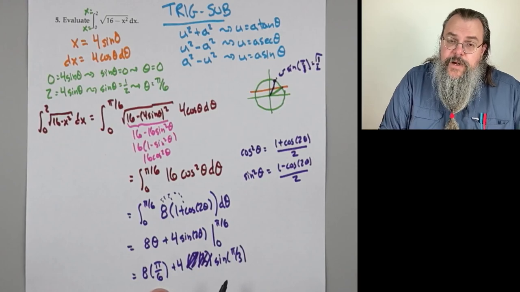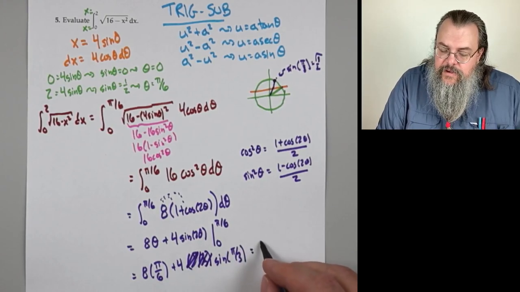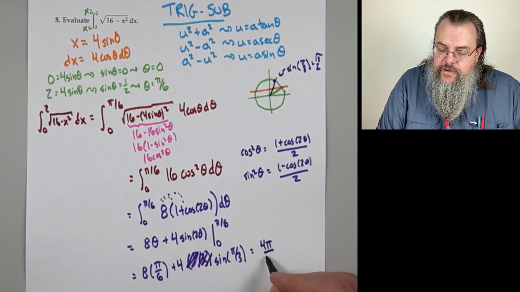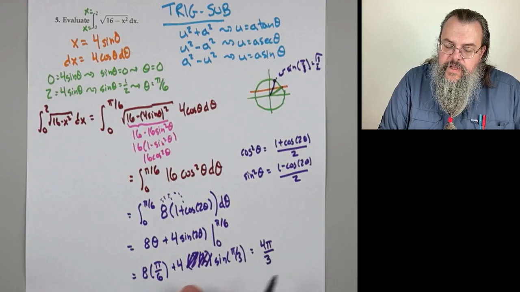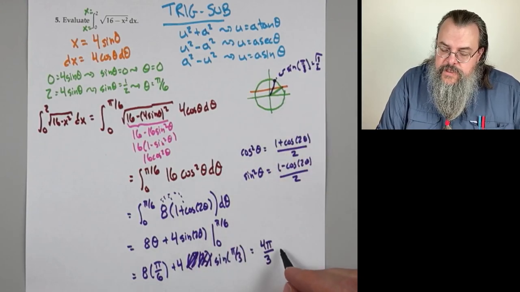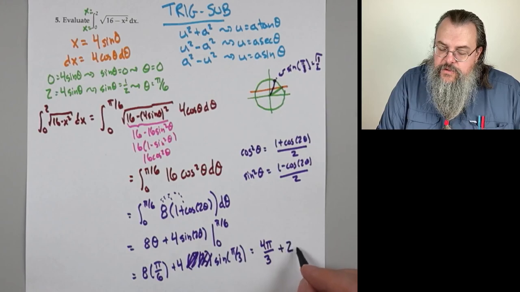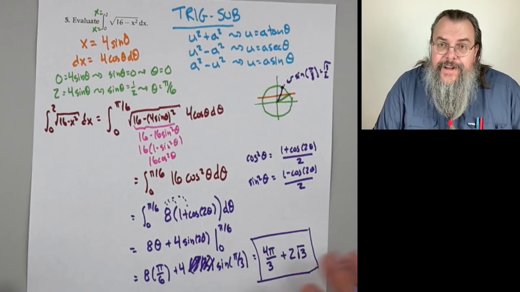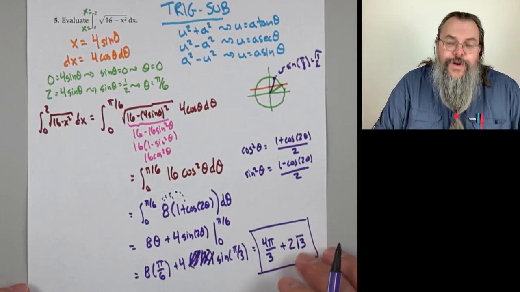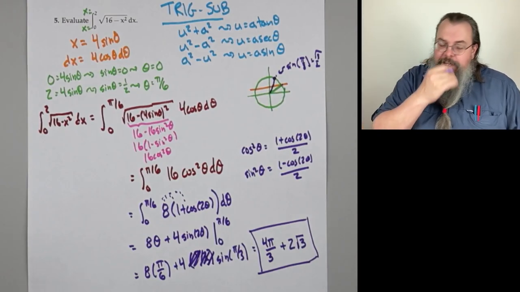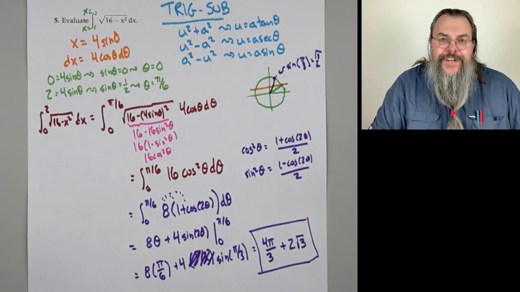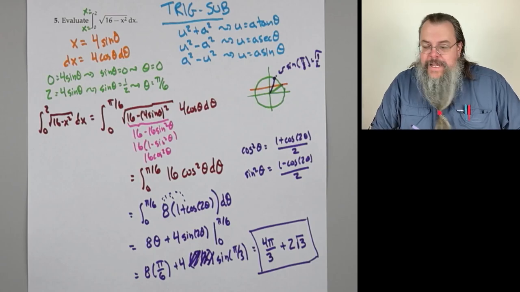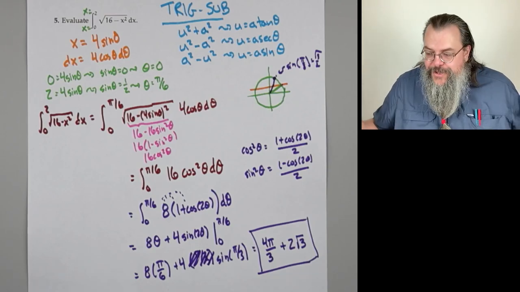So 8 times pi over 6 gets us 4 pi over 3. 4 times root 3 over 2 gives us 2 times square root of 3. Done. All right. Good. Now, that is totally the way you should do this problem.